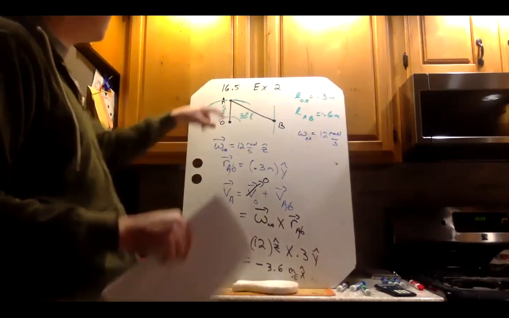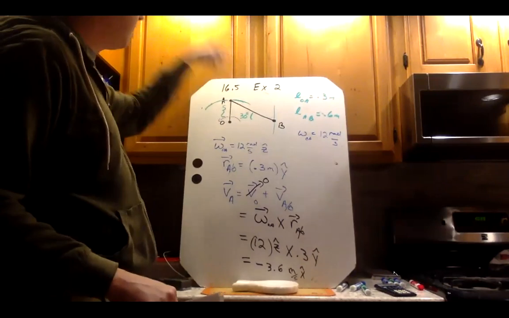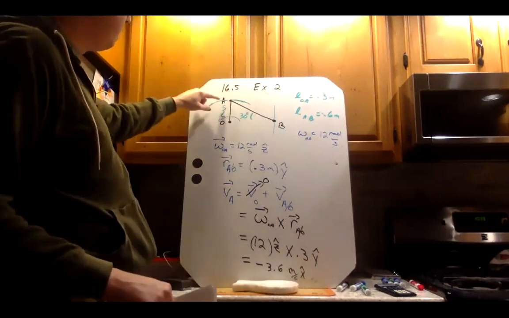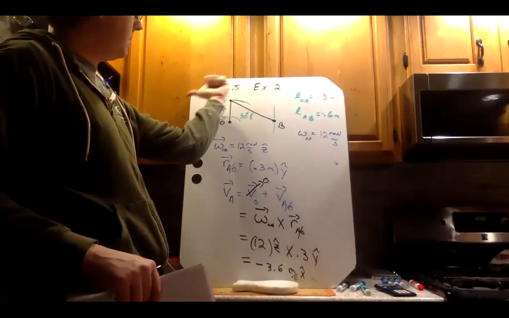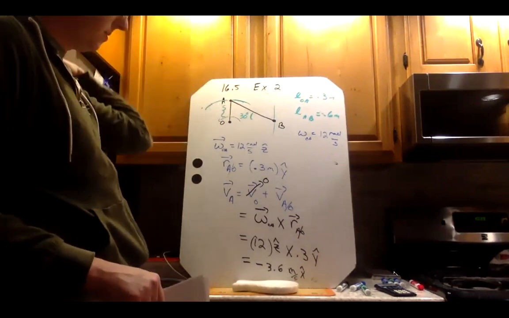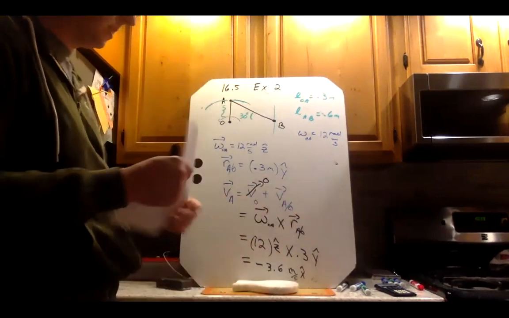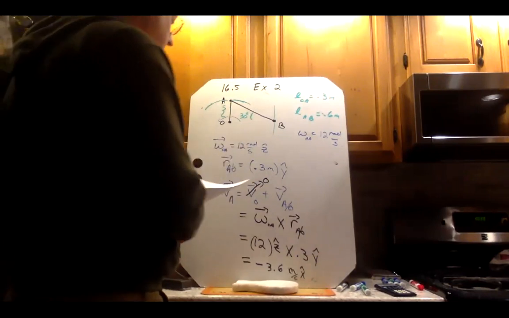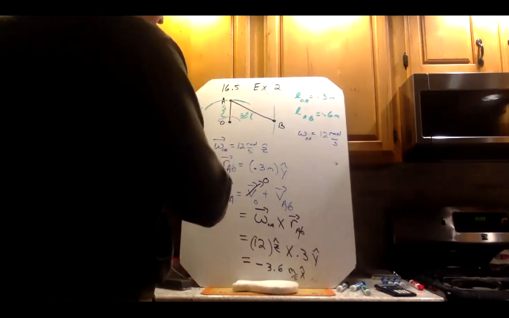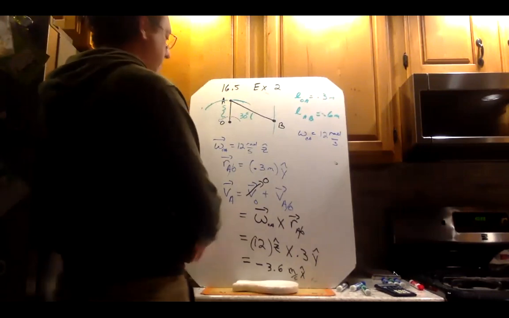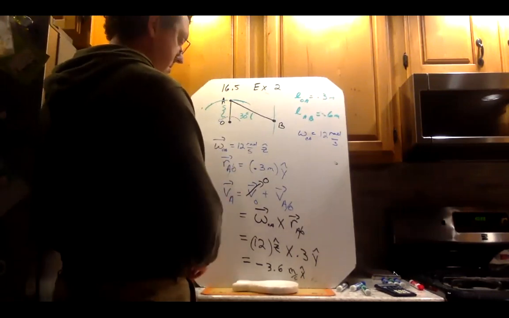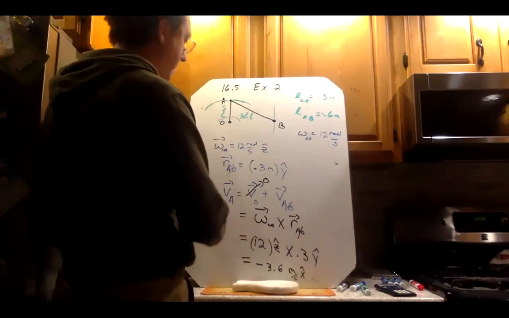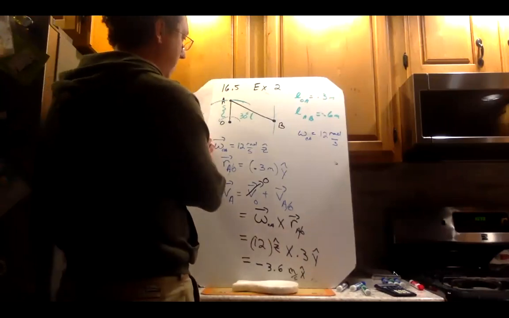which kind of makes sense because if it's rotating clockwise, then when point A is here at the top, the velocity should be in the negative x direction. And I get negative 3.6 meters per second x hat. Okay, so that's a useful thing to know. All right, I'm going to erase that to make room, but we will need that number.